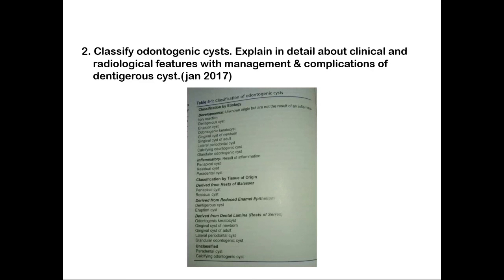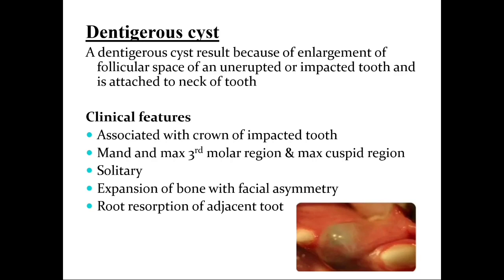And then the second part of the question is to explain in detail about the clinical and the radiological features with management and complications of dentigerous cyst. First, we can speak about what is dentigerous cyst. It is a cyst that has been arising from the enlargement of the follicular space of an unerupted tooth or an impacted tooth, which is attached to the tooth neck. And then the clinical features, it is associated with the crown of the impacted tooth, and is most commonly seen in the mandibular and the maxillary third molars, as well as the maxillary cuspid region.